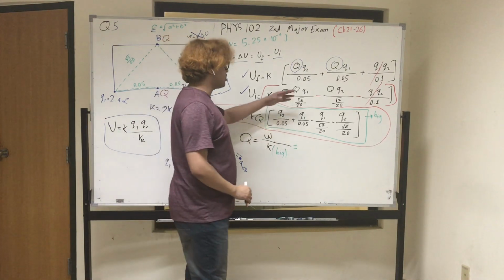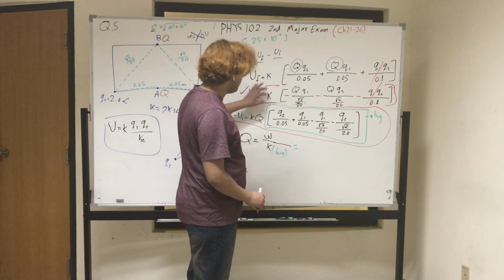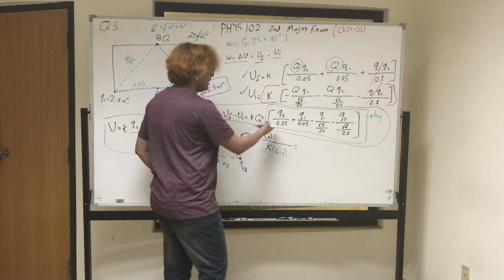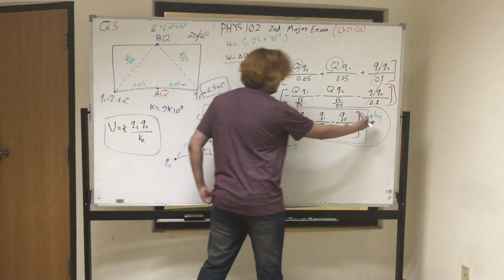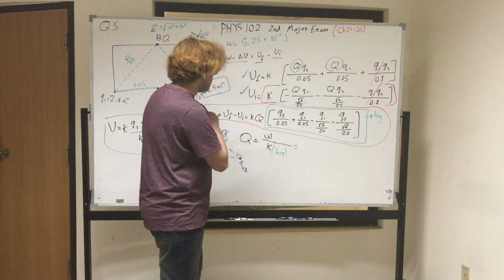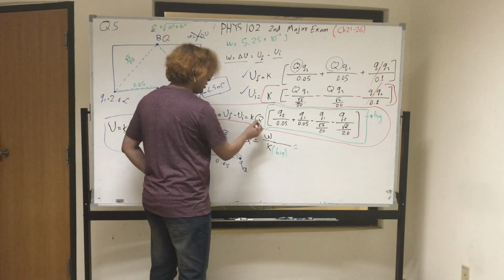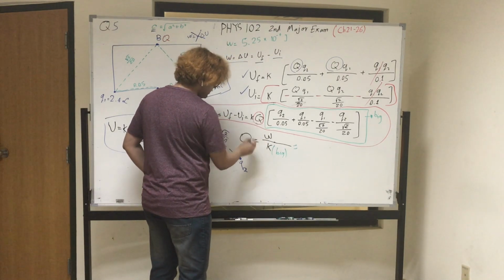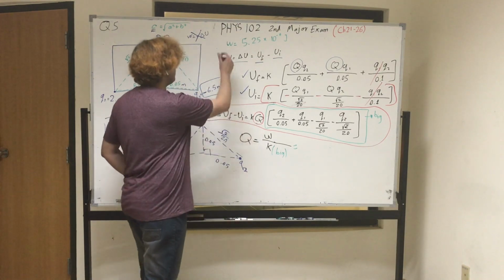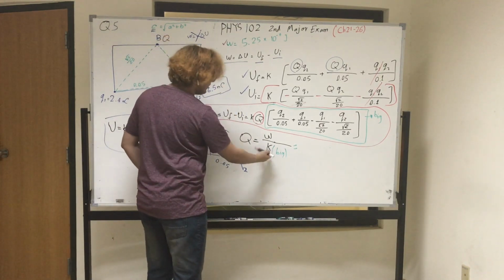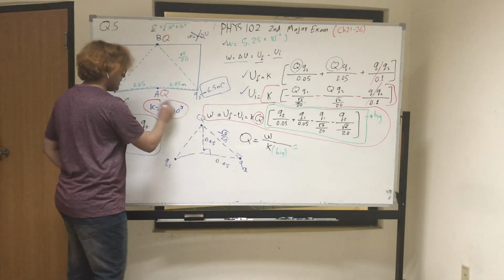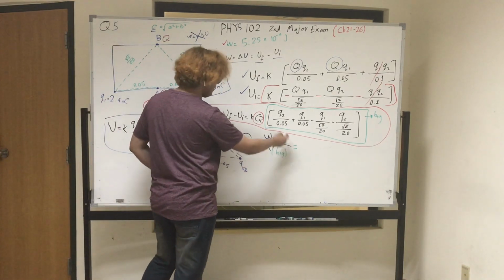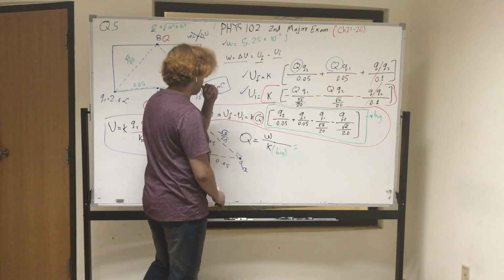So we took Q capital as the common factor. So we have KQ times this big expression. So I call this big. And we just solved this equation for Q. So Q is equal to the work, which is given in the problem, over K, which is the constant that we just talked about, times the big value over here.